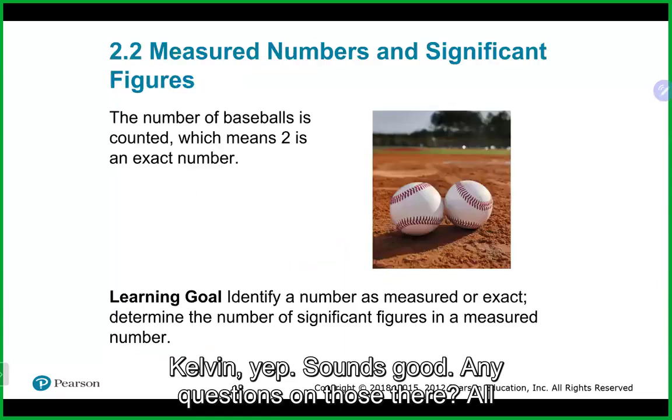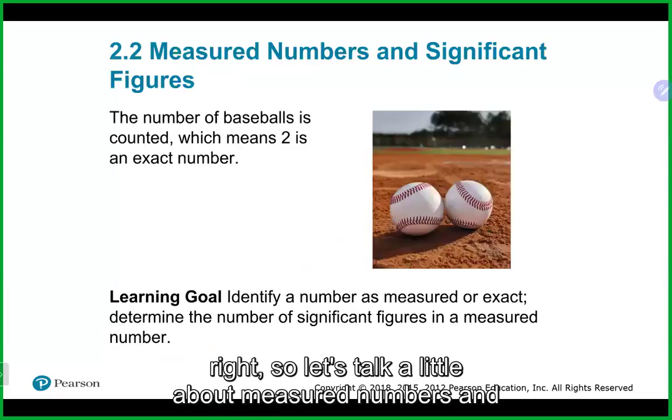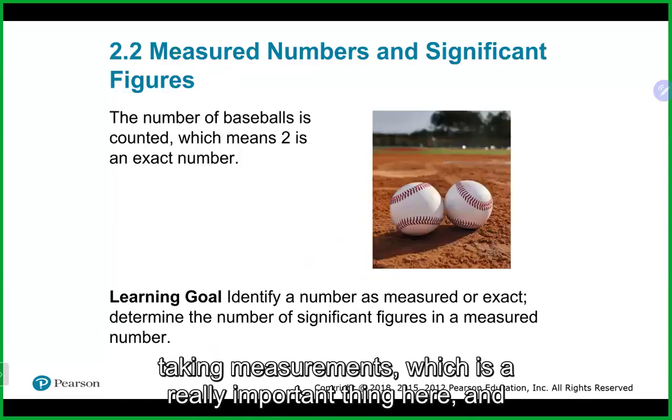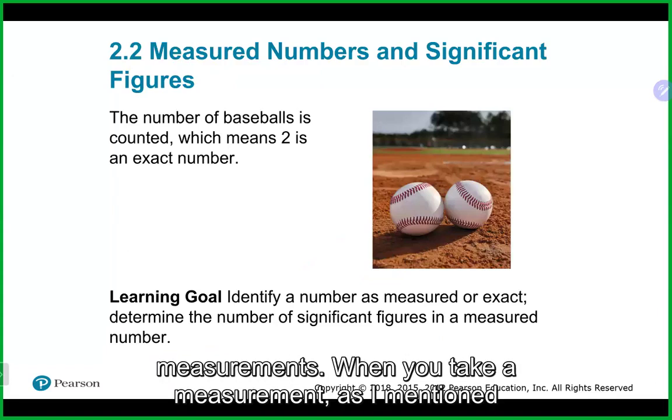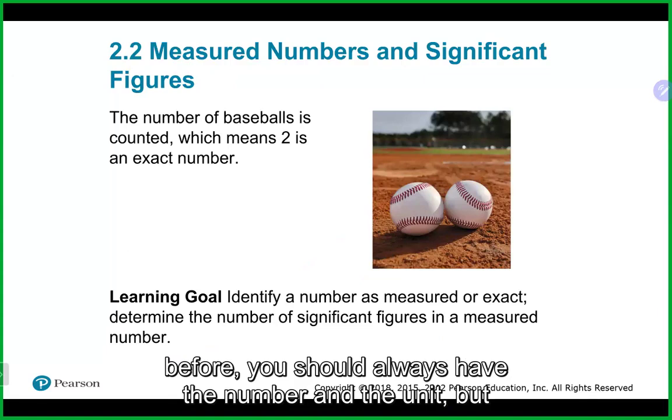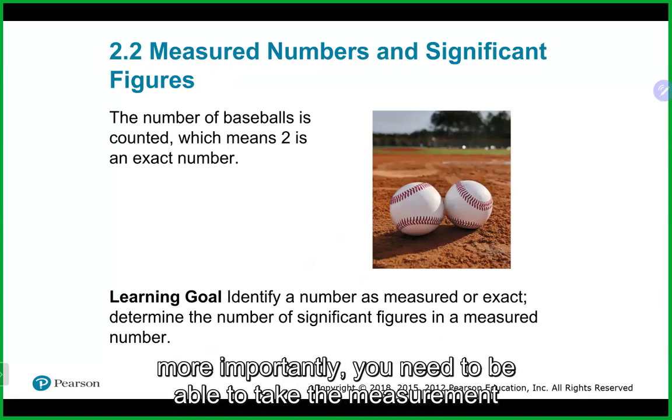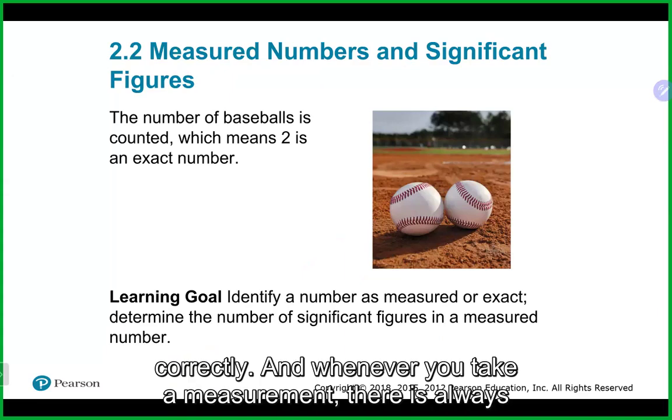All right, so let's talk a little bit about measured numbers and taking measurements, which is a really important thing here, and really significant figures. So let's talk about measurements. When you take a measurement, as I mentioned before, you should always have the number and the unit, but more importantly, you need to be able to take the measurement correctly.